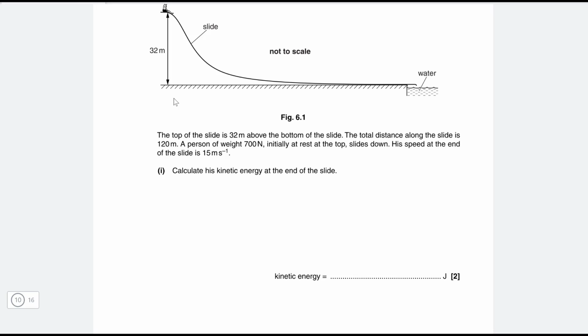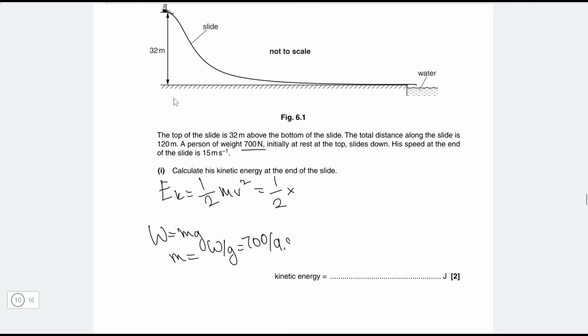Okay, well, we're given the speed at the end, so we can say that kinetic energy is equal to a half mv squared, so it's going to be a half times the mass. We're not given the mass, actually, we're given the weight, 700 newtons, so let's just say that weight is equal to mg, which means that the mass is equal to the weight divided by the gravitational acceleration. Now the weight is 700, let's divide that by 9.81.